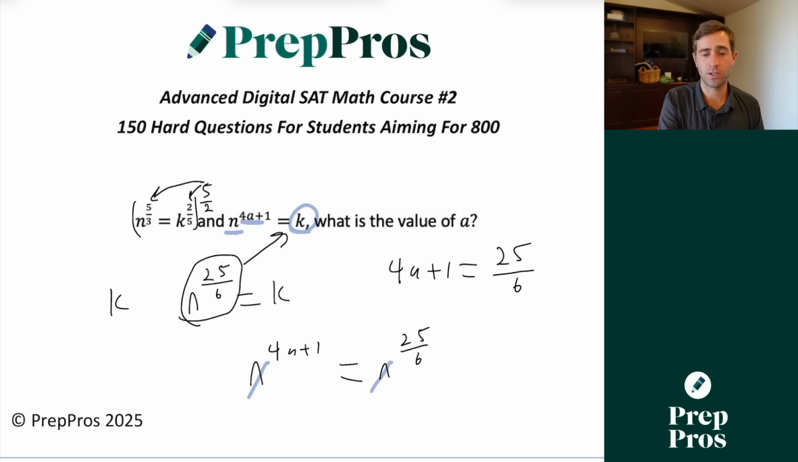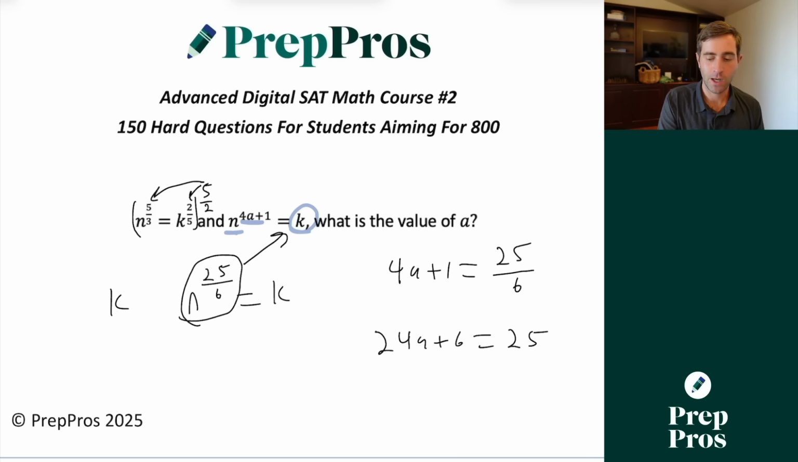We can simply cross multiply the 6. There's a bunch of different ways we could solve through this, but if we cross multiply, we are going to be left with 24a plus 6 is equal to 25. We'll subtract over the 6, that will give us 19. So we have 24a equals 19, or a is equal to 19 over 24, and that will give us our correct answer.